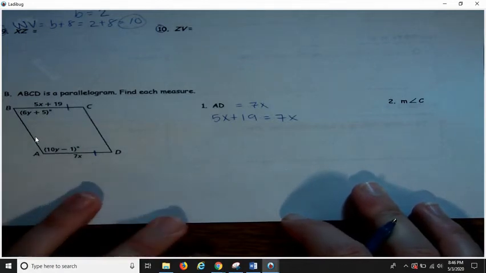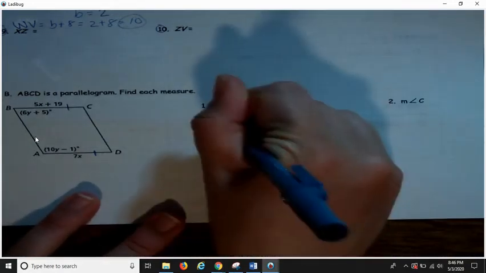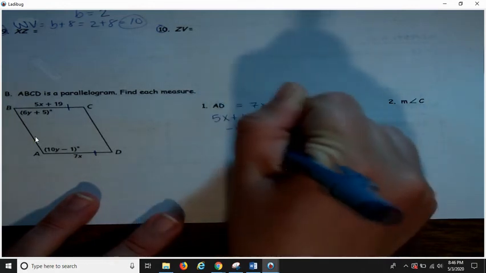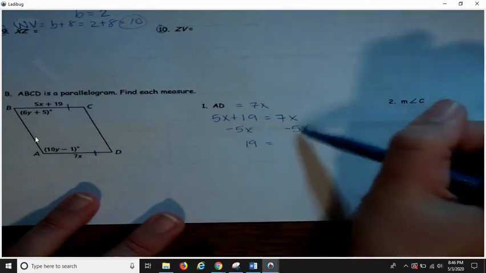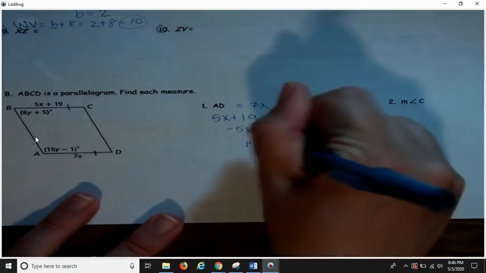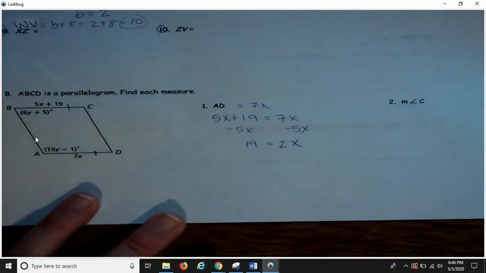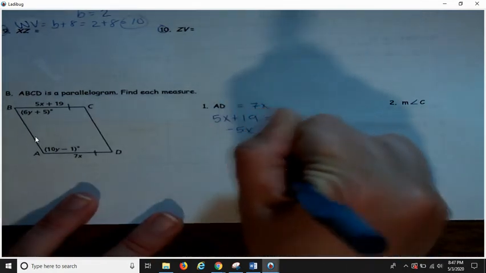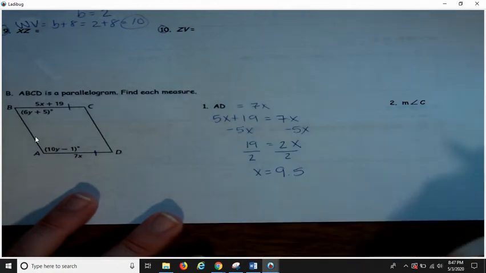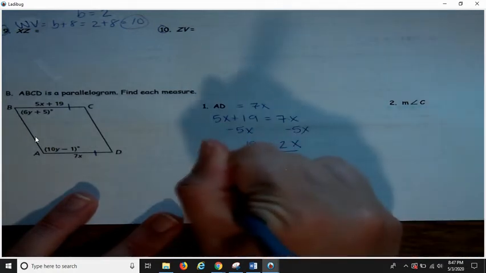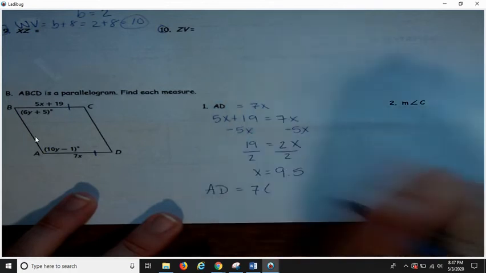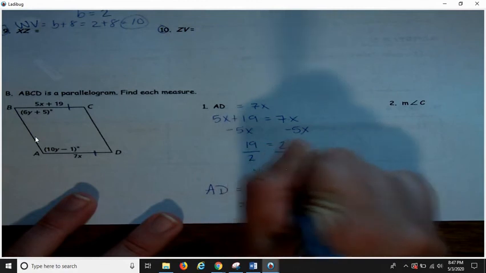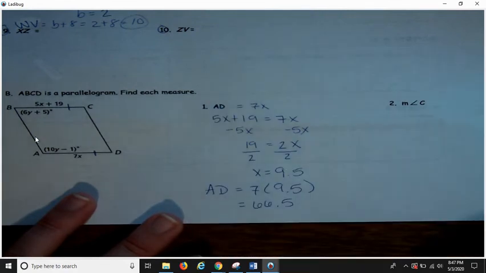So I have this equation set up here. I can subtract 5x from both sides, and I should get that 19 is equal to 7 minus 5, which is 2x. And then when we divide by 2 on both sides, we should get x is equal to 9.5. And then when we're solving for AD, we should say that this is 7 times 9.5, which should give you 66.5 as your final.